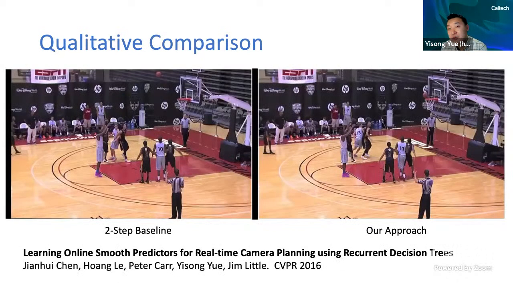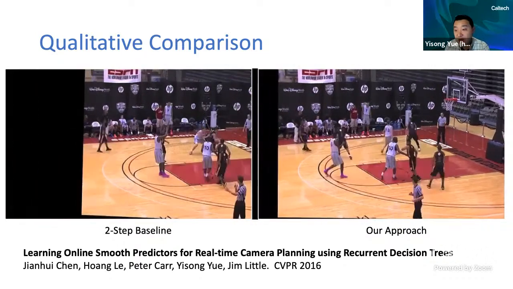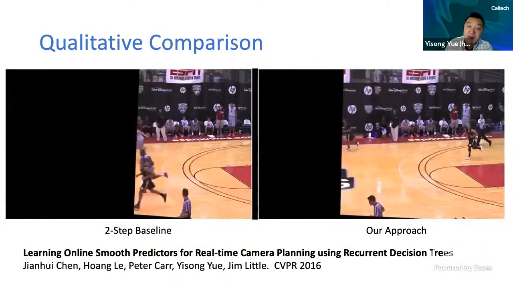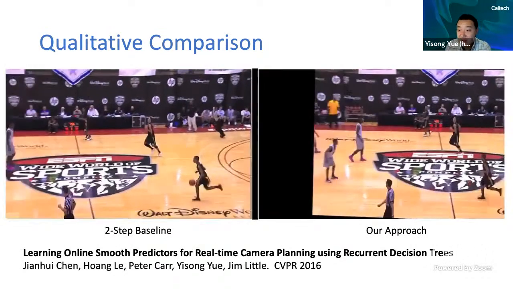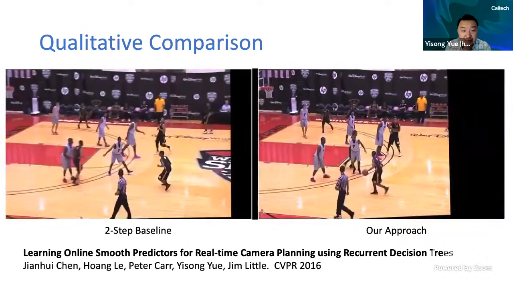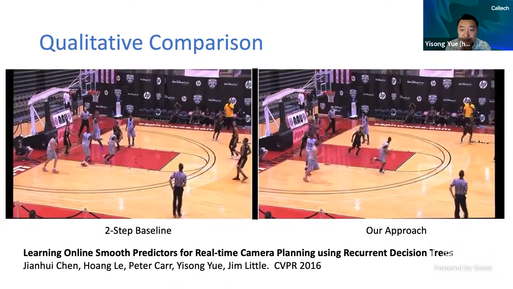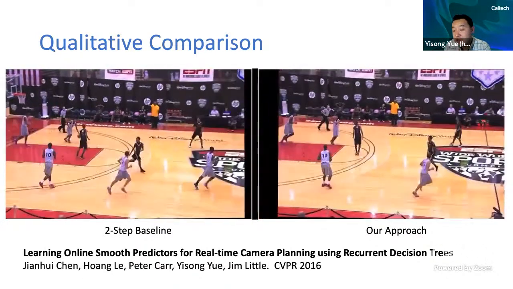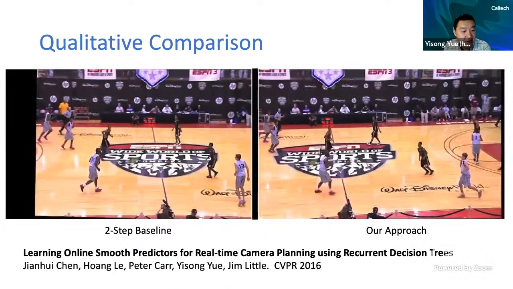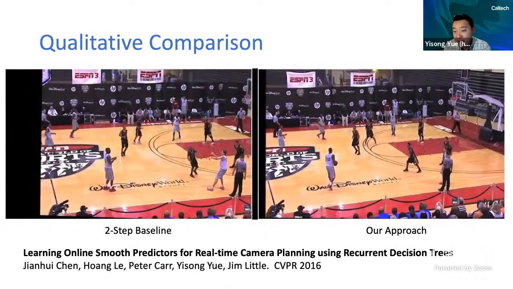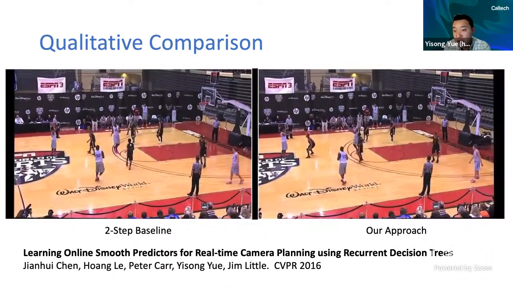You can superimpose the predictions on top of the original game footage to get a sense for how the composed video might look like. And so here's a comparison. On the right is our approach. On the left is the two-step baseline. And I should also mention that you can implement what you see on the right on our autonomous robotic broadcast camera right now.